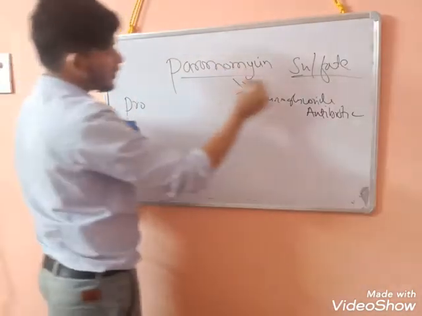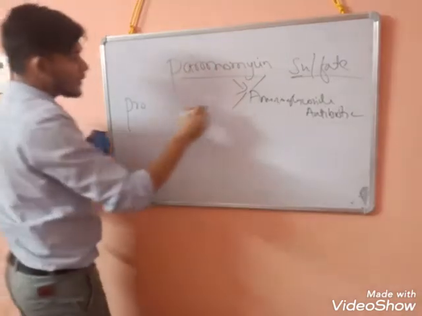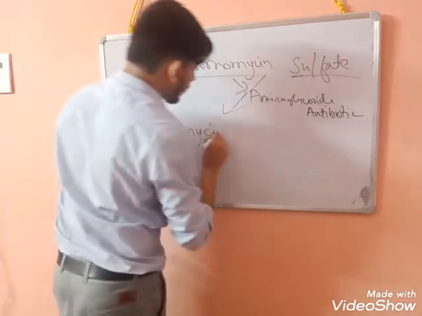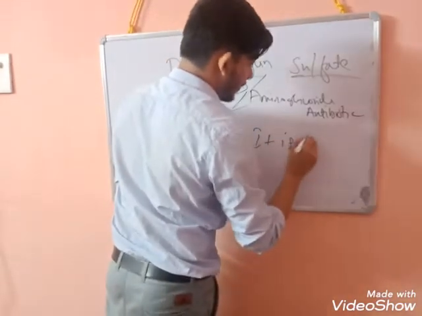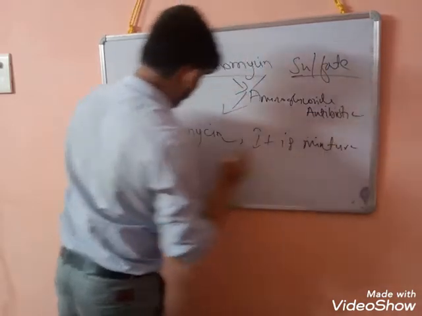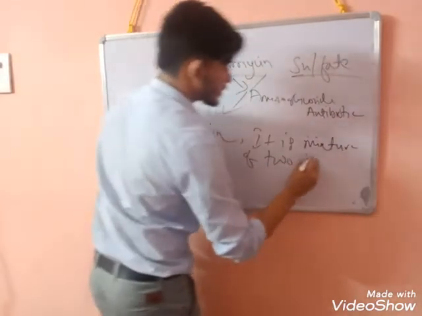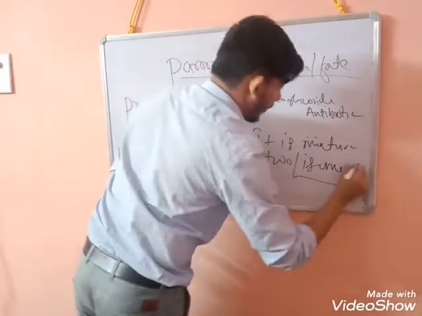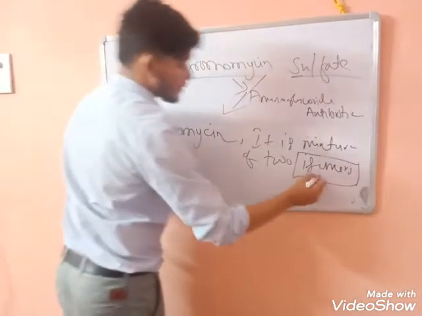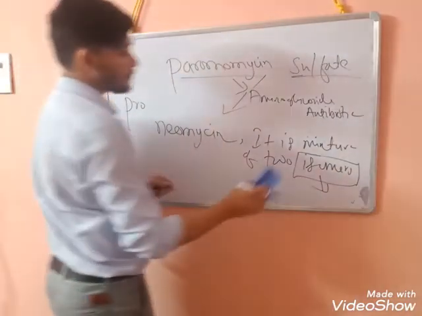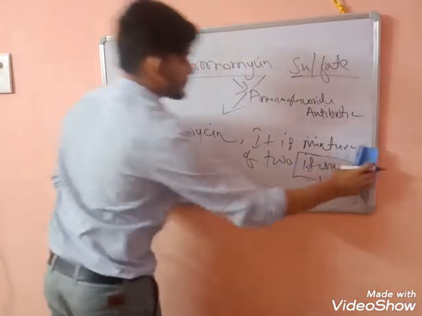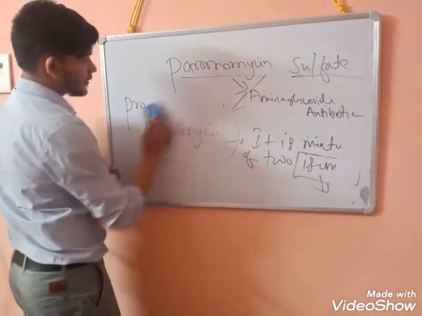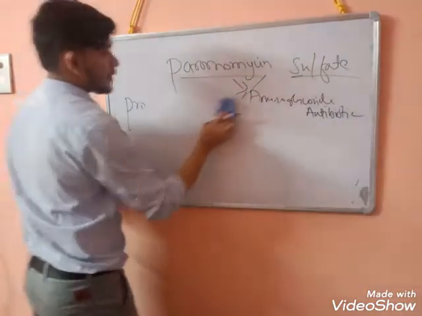Before going to properties, I want to share with you that paromomycin has a close resemblance with neomycin. It is a mixture of two isomers, two structures: paromomycin 1 and paromomycin 2. Isomers means the molecular formula will be the same, but there will be a structural difference in the compound. Likewise, neomycin is also a mixture of two isomers.